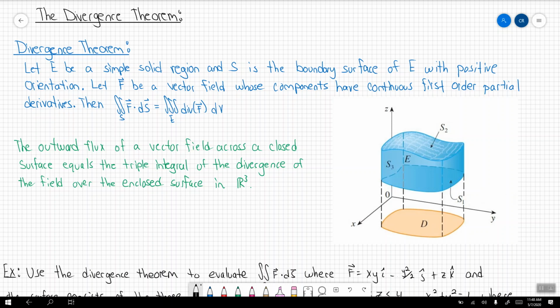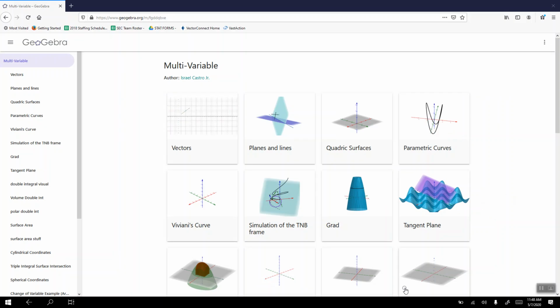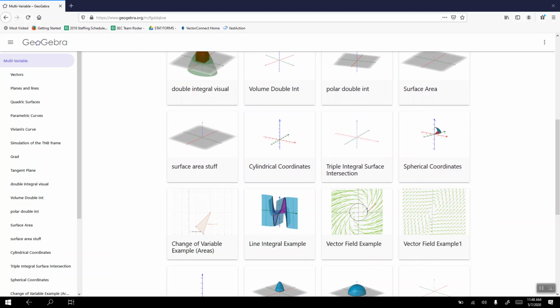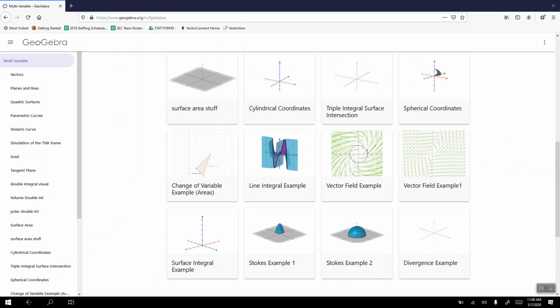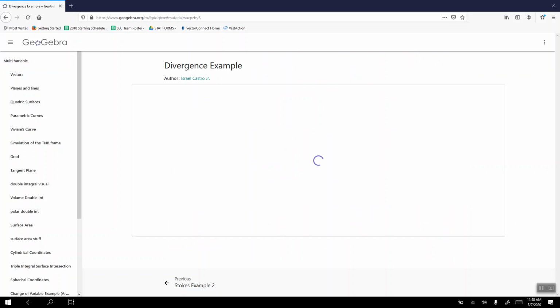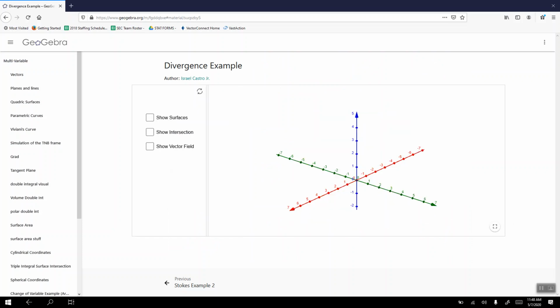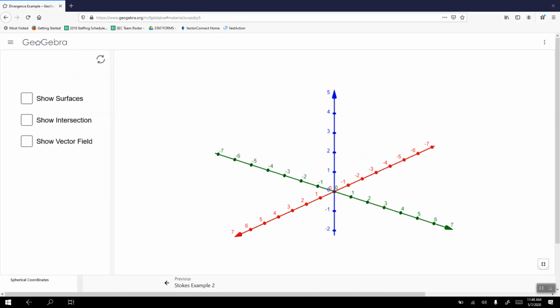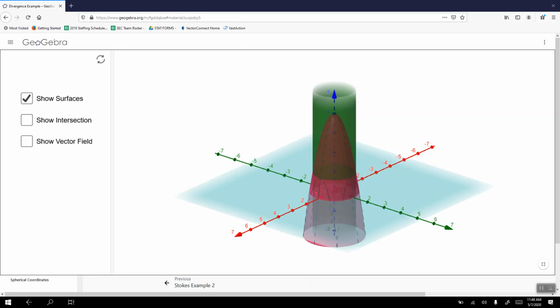In order to illustrate this, I want to go over to GeoGebra and give you an example of what we want to observe. Here we are on GeoGebra, the class that I set up, this multivariable class. If you scroll all the way down, you have this divergence example, which is the example that I'm going to do in just a little bit. But I want to illustrate what it is that we're doing here. First I want to show the surfaces that we are going to be working with. In the example in class, we'll look at those surfaces shortly.